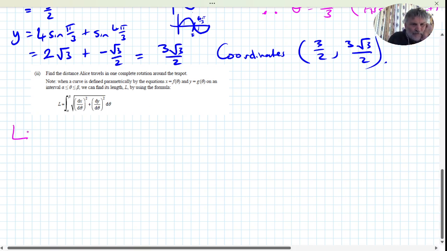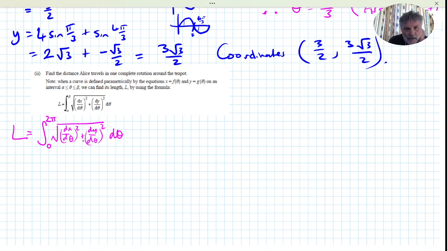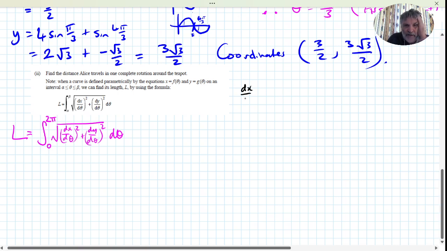So we want the length, which is going to be our integral. Theta is going to range from 0 to 2 pi, and we've got this mess to calculate. I'm going to build this up piece by piece over on the right, and then we'll do the integral. So we want dx by d theta.